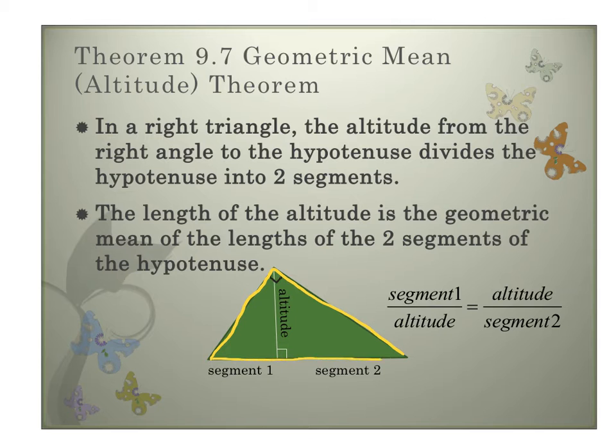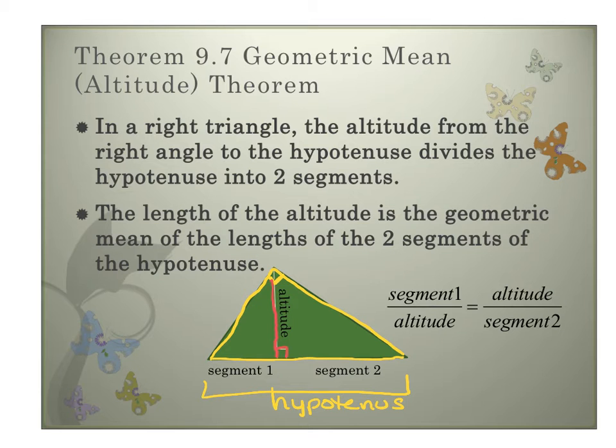Outlined it in yellow. The right angle is up here. They've drawn in the altitude. The side across from that original yellow right angle, this is the hypotenuse. So this side right here.